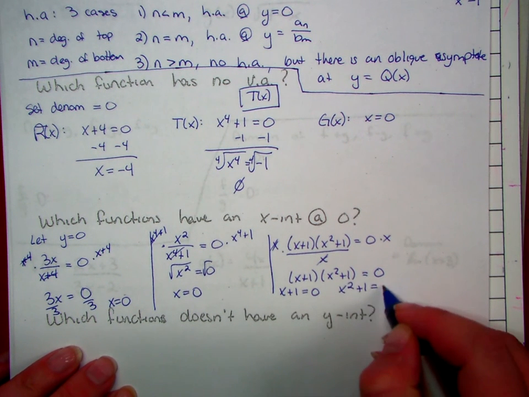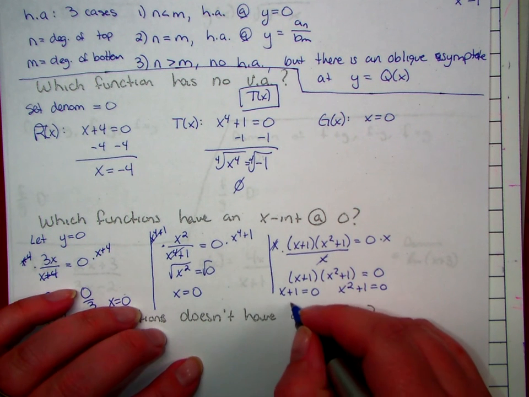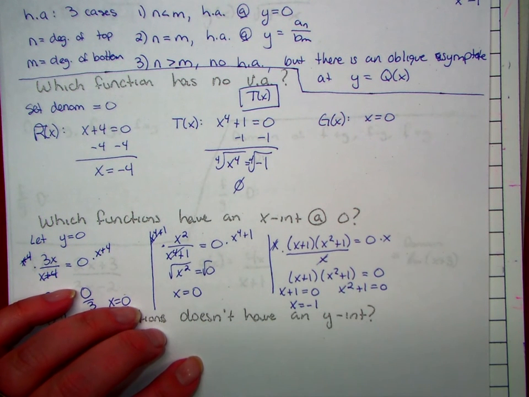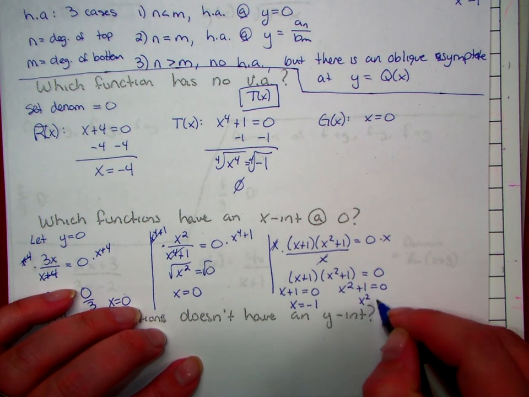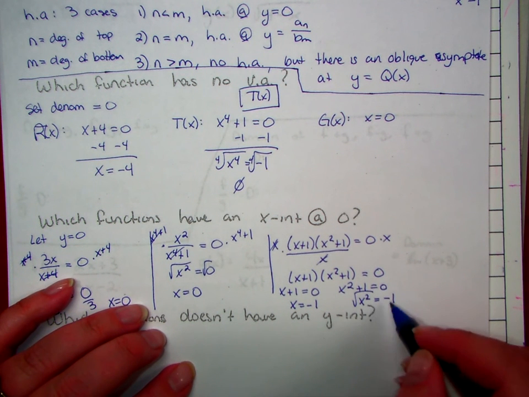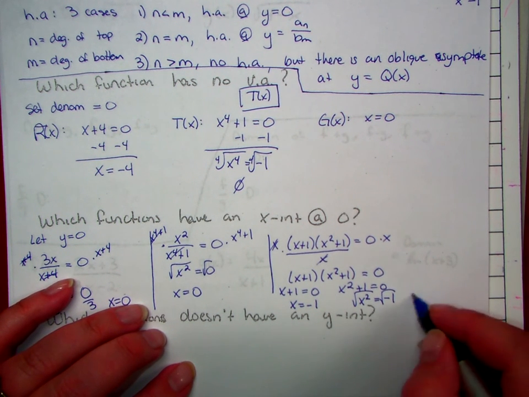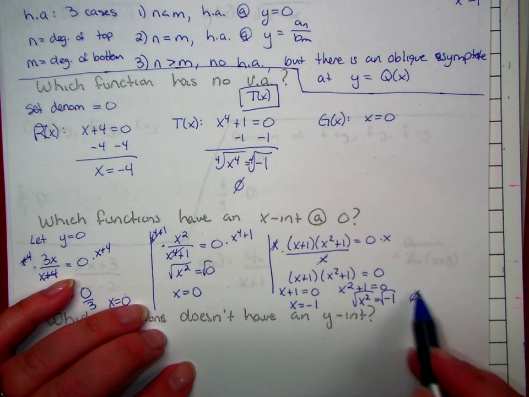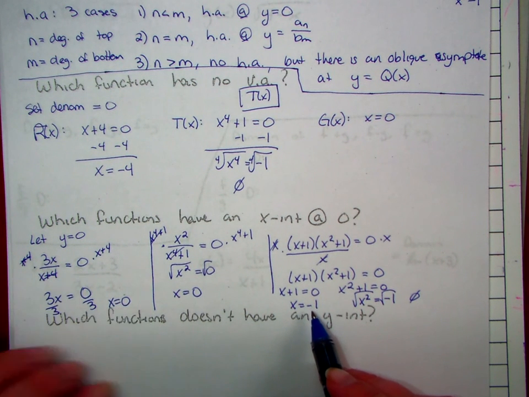and solve. So if I set x plus 1 equal to 0, I'm going to get x equals -1 as a solution. If I set x squared plus 1 equal to 0, I'm going to get x squared equals -1. Okay, and if I square root this, we all know what's going to happen, right? The square root of -1 is imaginary. So this particular factor doesn't have a solution, and this one has an x-intercept at -1.